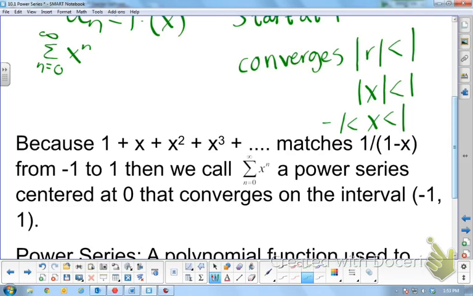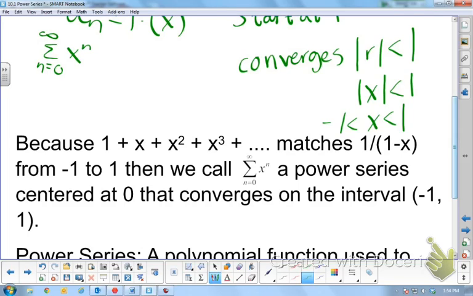Okay, because that polynomial matches that function 1 over 1 minus x from -1 to 1, we call that summation of x to the n a power series centered at 0. It's centered at 0 because the interval where it was true was -1 to 1. What's the middle of -1 to 1? 0. So that's why they call it a power series centered at 0.